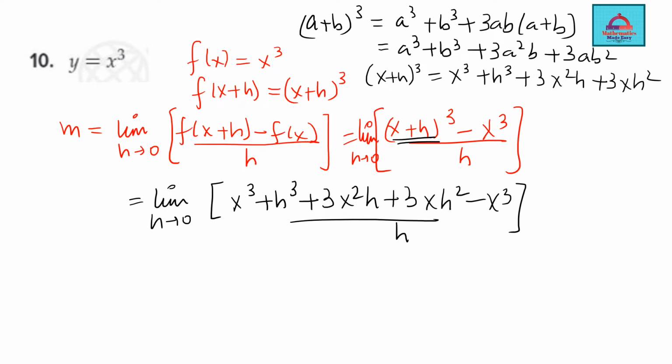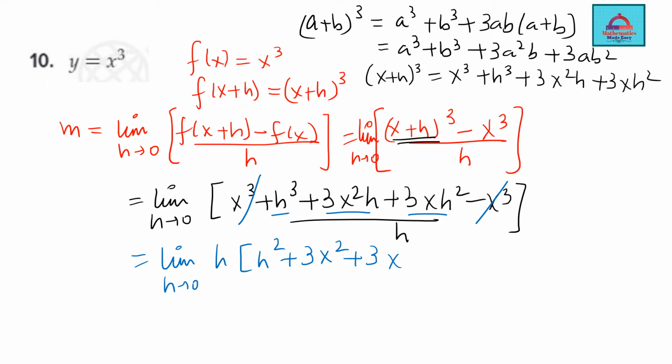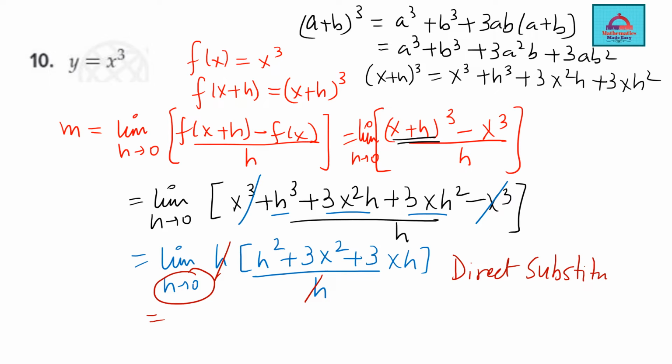So let's see which terms are cancelling. x cube goes with x cube, so you are left with h cube plus this plus this. Now there's an h which is common, so I'm going to take that common out, and we are left with 3x square plus h square plus 3xh. Okay, now h and h cancel, and we'll now use direct substitution of the limit at the point h equal to 0. So when we put h as 0, this goes, this goes. What is left? Only 3x square.